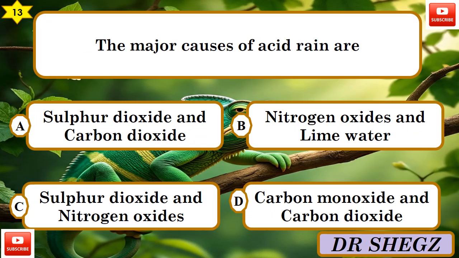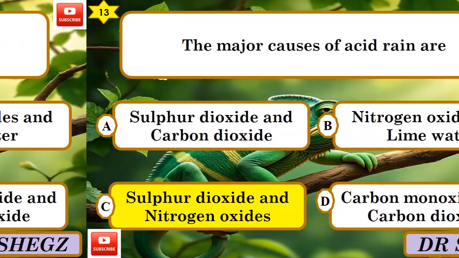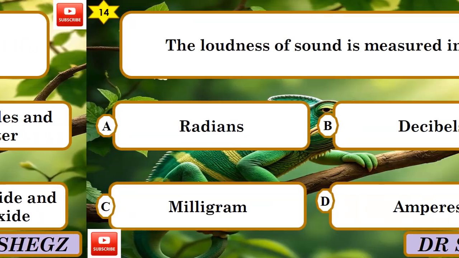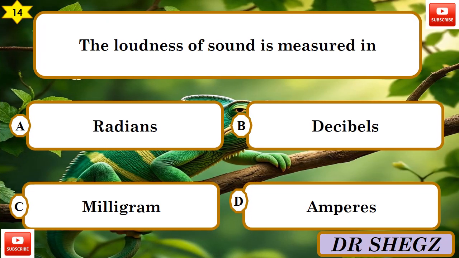The major causes of acid rain are sulfur dioxide and nitrogen oxide. They are major air pollutants, so they cause acid rain. The loudness of sound is measured in decibels.